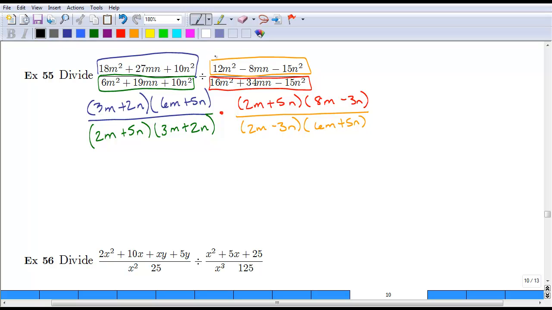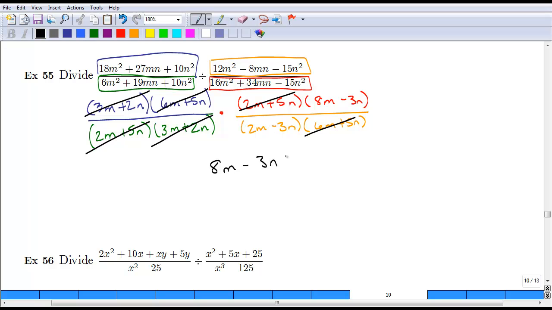So then we can go through and simplify. We have 3m plus 2n divided by itself, which is 1. We have 6m plus 5n divided by itself, which is 1. We have 2m plus 5n divided by itself, which is 1. And these remaining two terms are all we have.